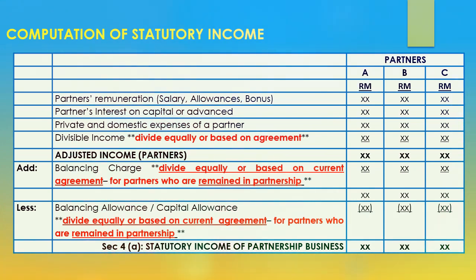So what is the format? You should put in all the remuneration, all the income that each partner receives from the partnership. Then you will get adjusted income, and then you add back the balancing charge, no different from business income. You deduct any balancing allowance and capital allowance also. Then you will get the statutory income of the partnership business.